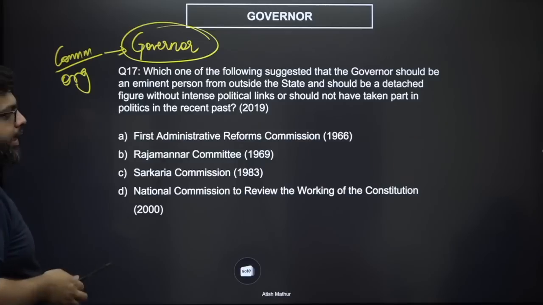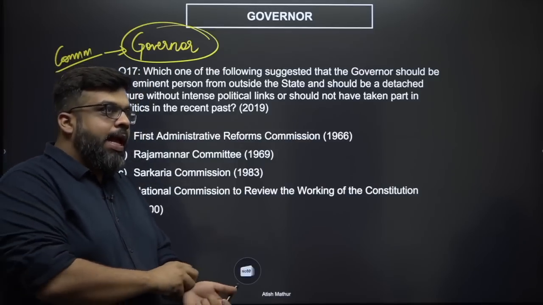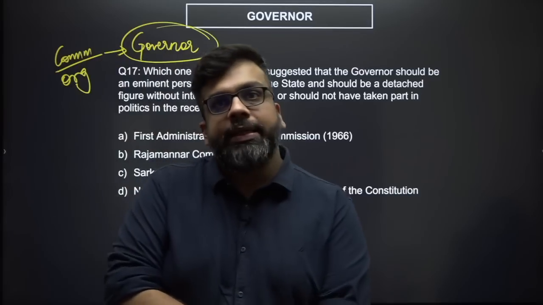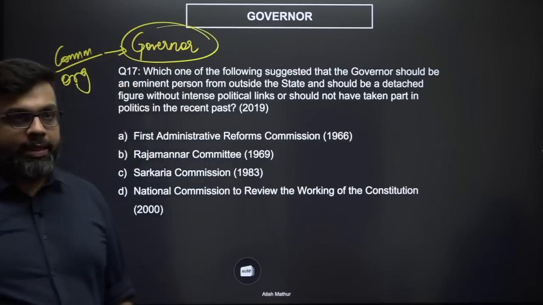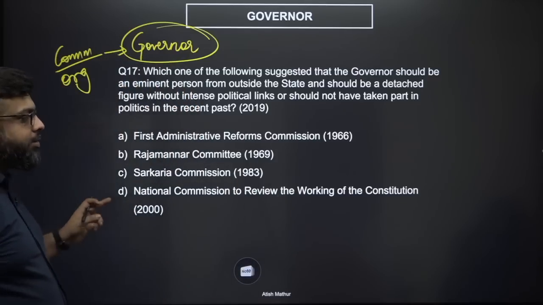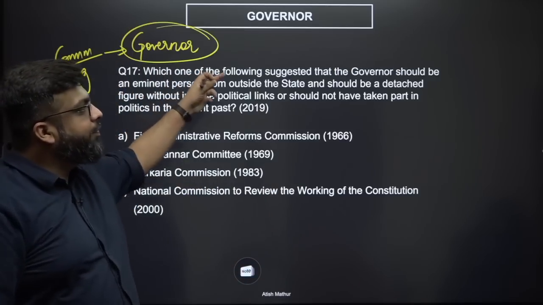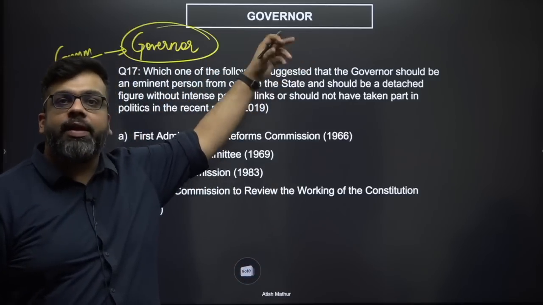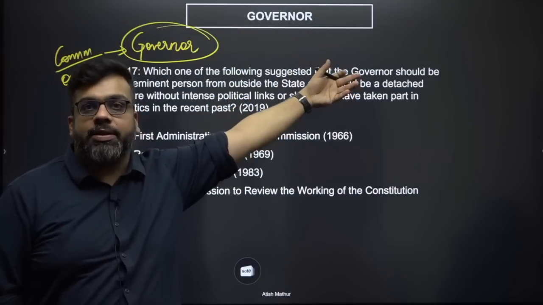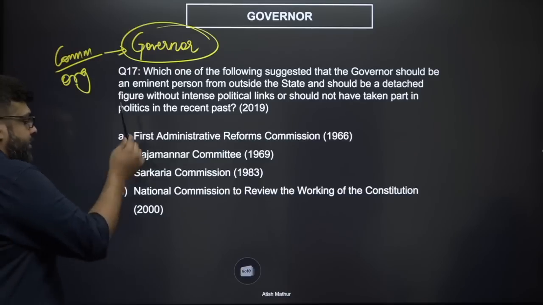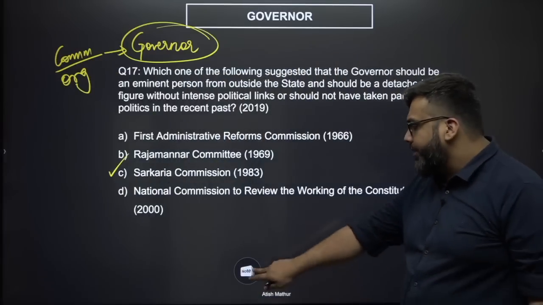1966 and 1969 seemed too early for us to be worried about the office of the governor. And we definitely have heard of Sarkaria or Punchi commissions as your star commissions with respect to center-state relations. The National Commission to review the working of the constitution does not necessarily fit in because the role of the governor is largely worried about with the aspect of the discretionary powers that they enjoy, which go beyond the constitution. So your correct answer becomes Sarkaria Commission of 1983. Factual question, but could have been done.